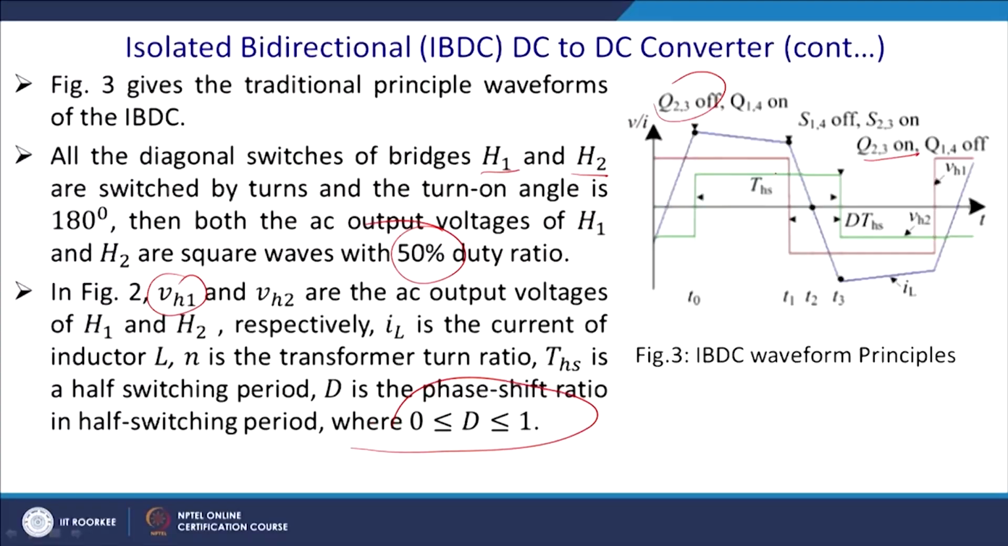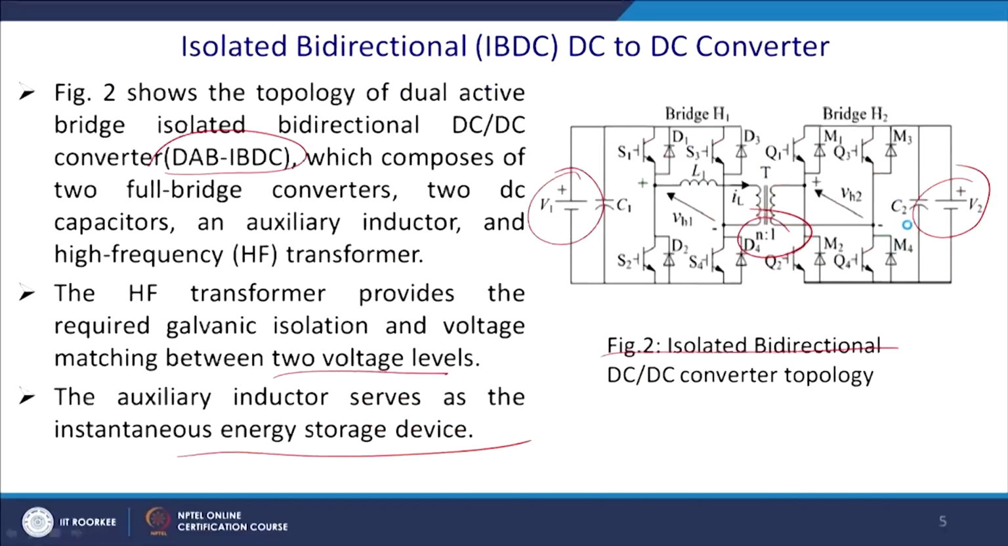This one is TSH, and in this region is T1, T2, T3, and essentially this is the current through the inductor, because you have an auxiliary inductor placed in the transformer. This is essentially the same, and this red line is essentially VH1 and this green line is VH2.